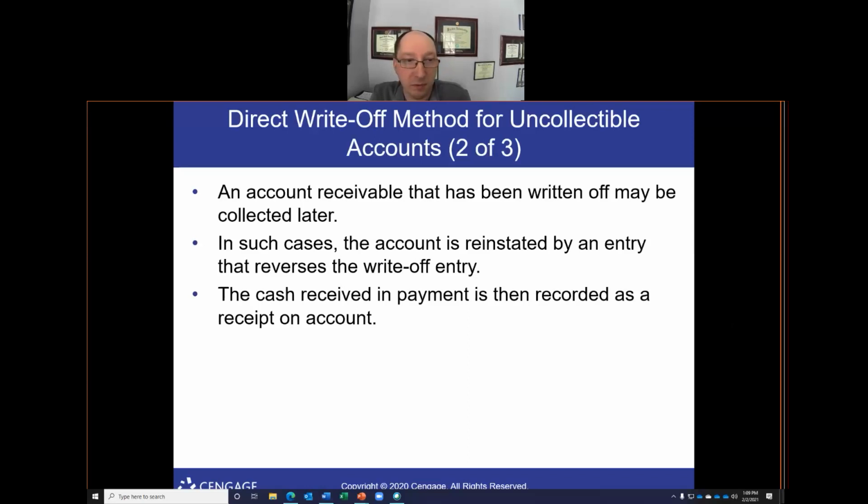Accounts receivable that has been written off may be collected later. Sometimes Mr. Ross might wake up almost a year later and say, "Oh, I'm so sorry. I forgot to pay you 8 months ago. So here's your cash." Okay, so you can reverse that entry. You could reverse that earlier entry by simply making an adjusting entry. You would, in that case, re-debit the accounts receivable and you would credit the bad debt expense.